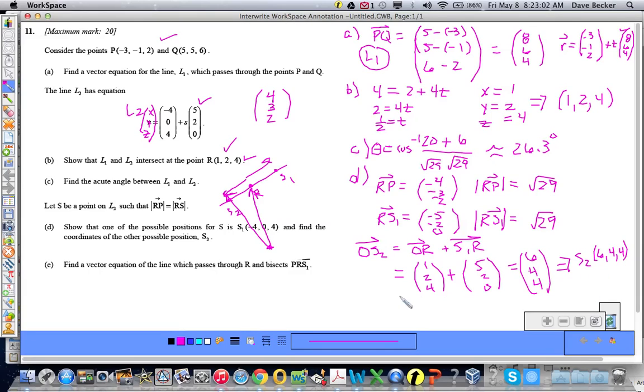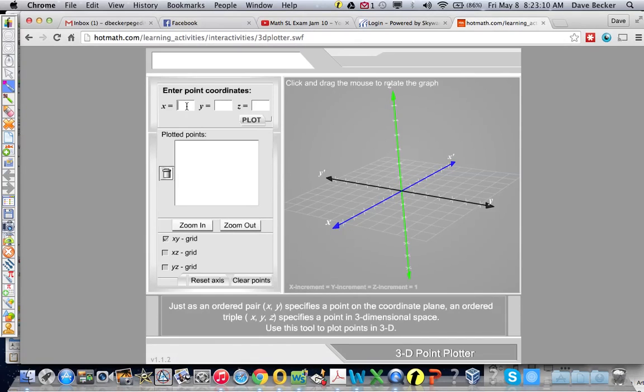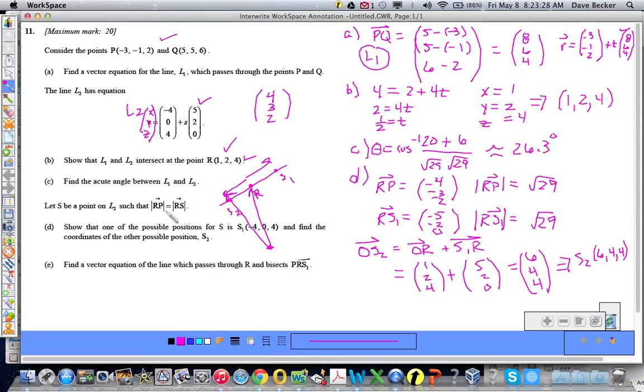And I'm going to show you that actually, just so you get a picture of it. So first we'll start with R, which is at (1, 2, 4). I don't want to mess this up. I got a 3D grapher here. So (1, 2, 4). Okay, so that's going to be the midpoint halfway between S1 and S2, because remember, they all lie on the line. And what was S sub 1? S sub 1 is (-4, 0, 4).